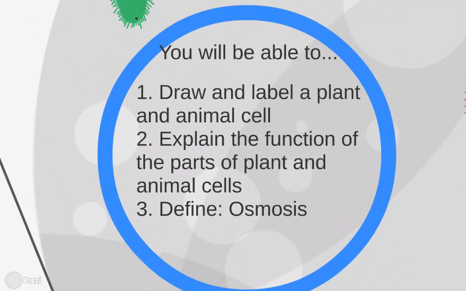The learning outcomes for this podcast. After this podcast, you will be able to draw and label a plant and animal cell, explain the functions of the parts of the plant and animal cells, and define osmosis.